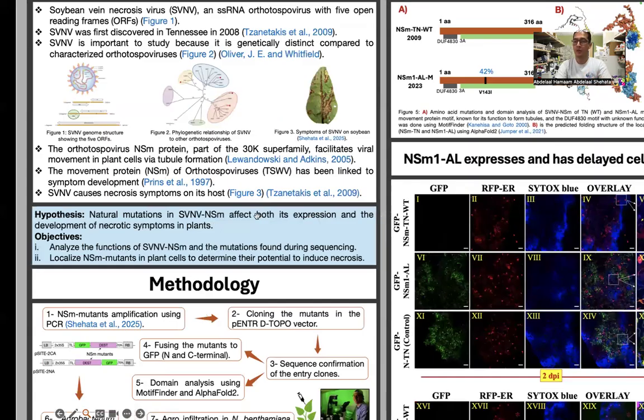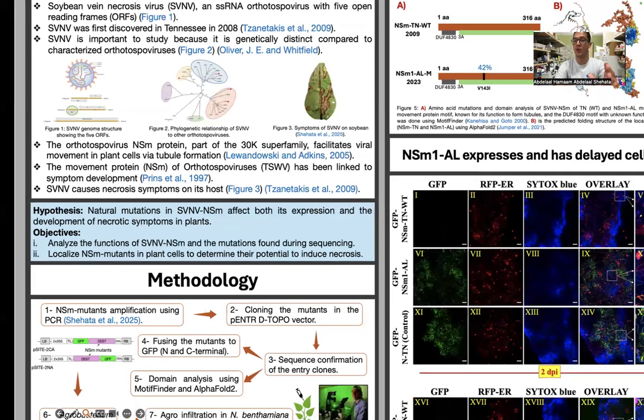But we have previous information that helps us choose NSM for this study. This information from the past is that TSWV, which is one of the main known viruses in orthotospoviruses, has an NSM that has been linked to the symptom development of this virus. Therefore, we said, okay, maybe the NSM of this virus also causes necrosis, based on the previous information. And we wanted to test that hypothesis.